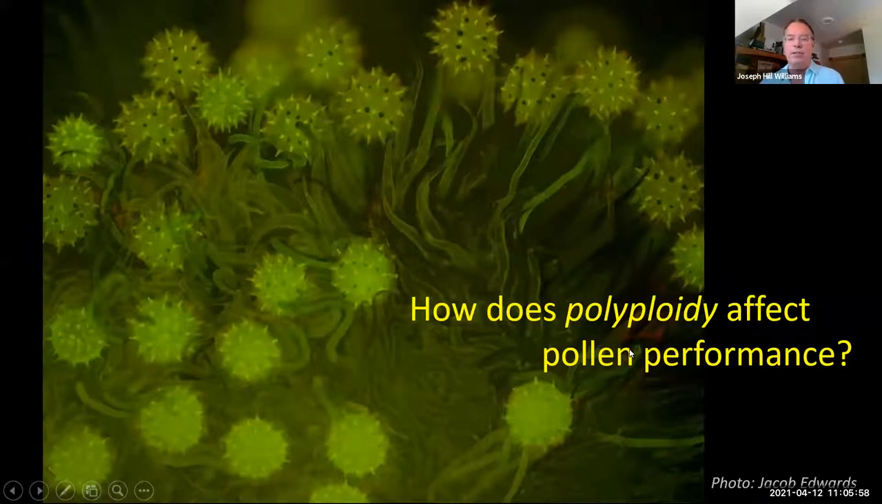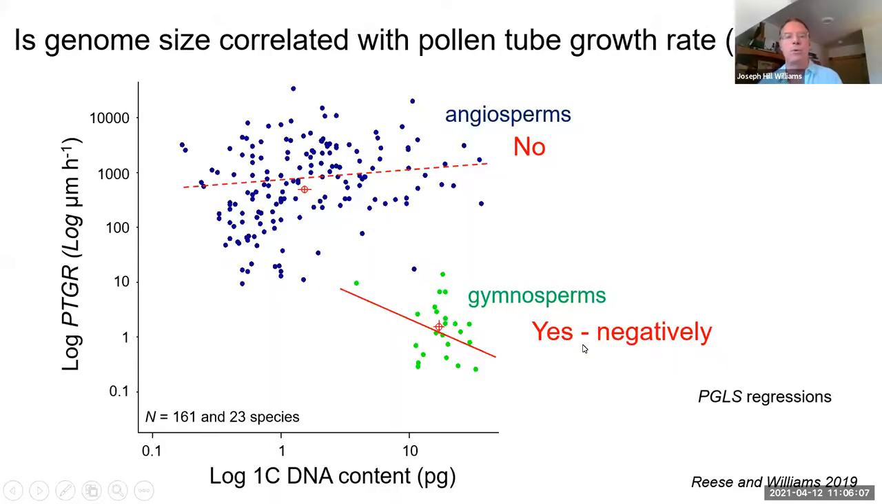Natural question then is how does polyploidy affect pollen performance? So the first thing that John Rees and I looked at was genome size, because genome size, whether or not it's due to polyploidy, is thought to be one effect on performance rates. And you can see in gymnosperms that there's a negative correlation between genome size, at least DNA content, and pollen tube growth rates, but not so much in angiosperms.